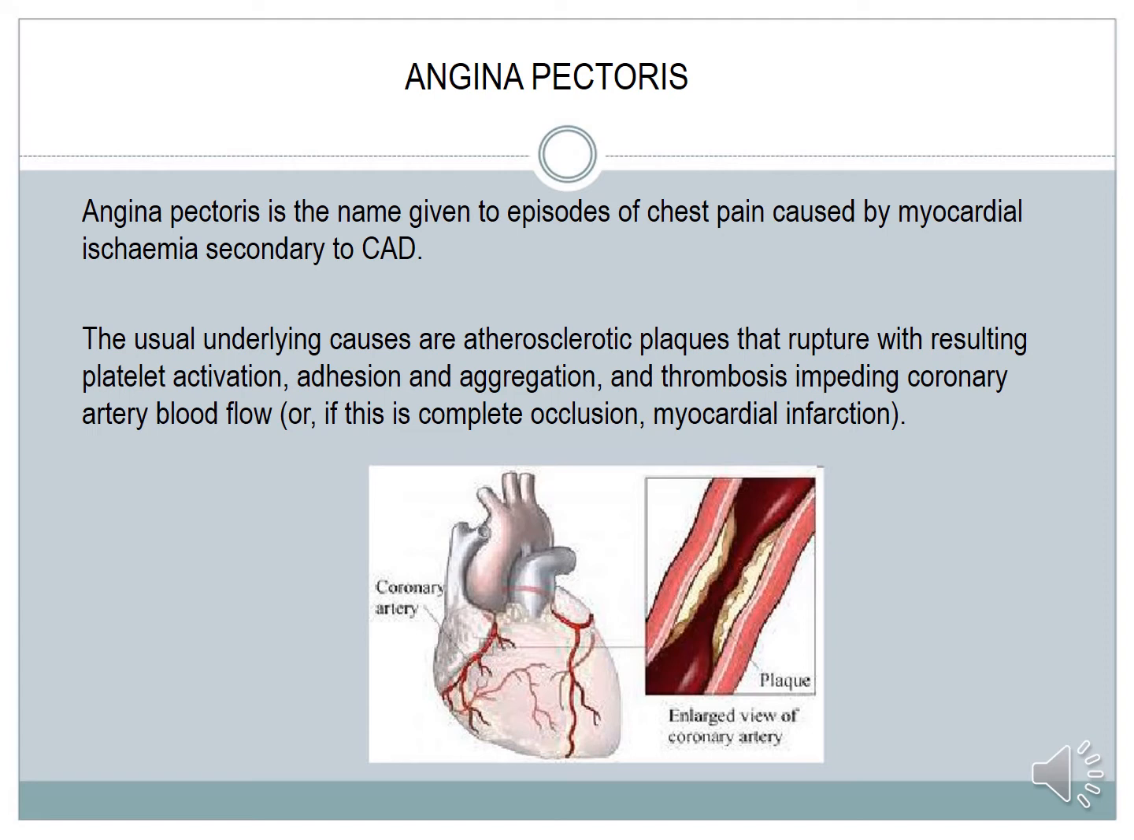The usual underlying cause is an atherosclerotic plaque that ruptures, with resulting platelet activation, adhesion and aggregation, and thrombosis, impeding coronary artery blood flow. If this is a complete occlusion, then it becomes a myocardial infarction. The picture shows how the plaque sits on the coronary artery, narrowing down the lumen of the vessel which supplies the heart.